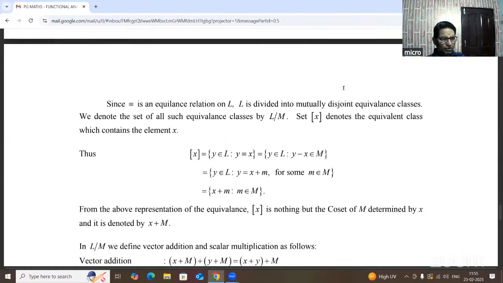Now, when the congruence is an equivalence relation on L, L is divided into mutually disjoint equivalence classes. The set of all equivalence classes is denoted by L by M. So bracket of X means the equivalence class of X, denoted by the set bracket of X, and it is also read as the residue of X or the equivalence class of X.